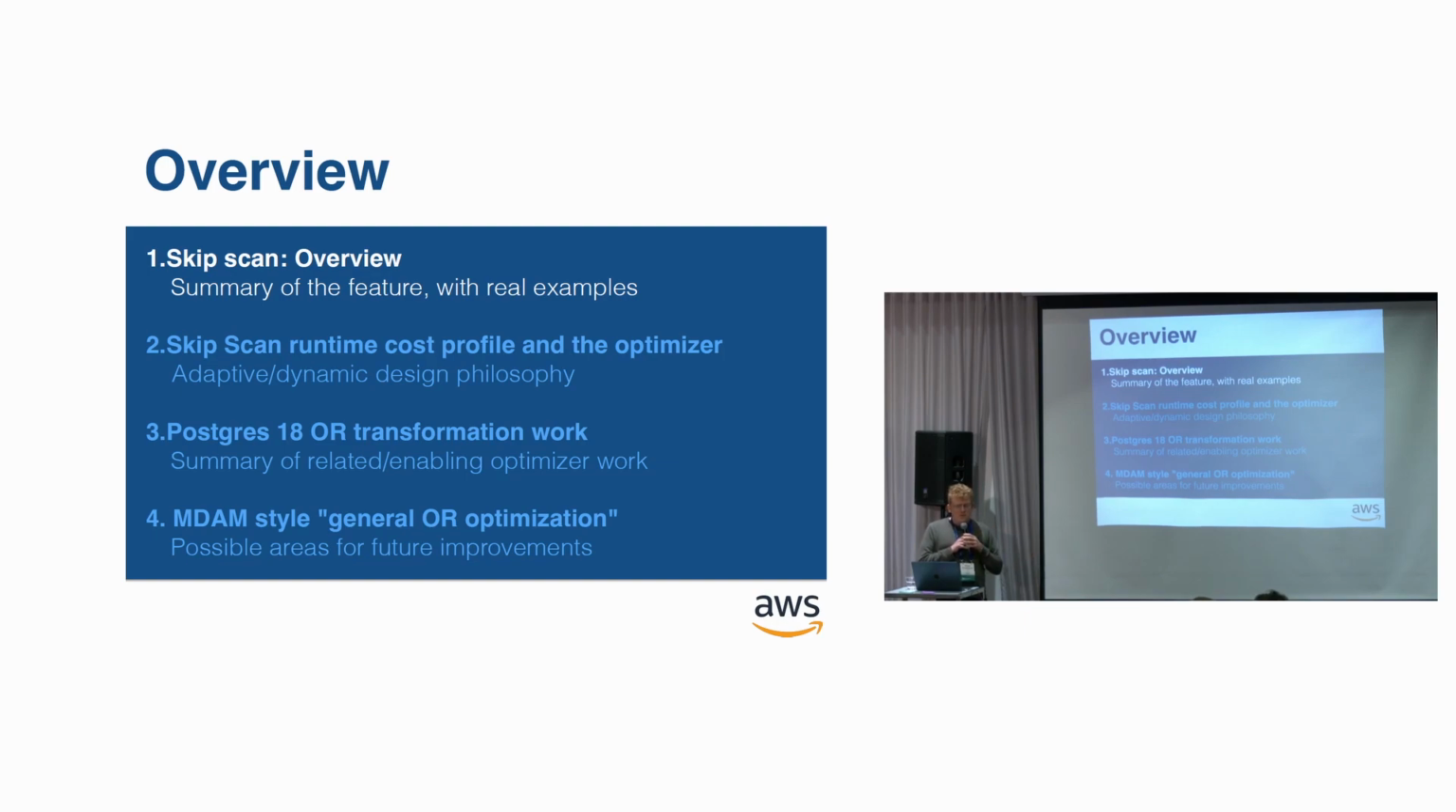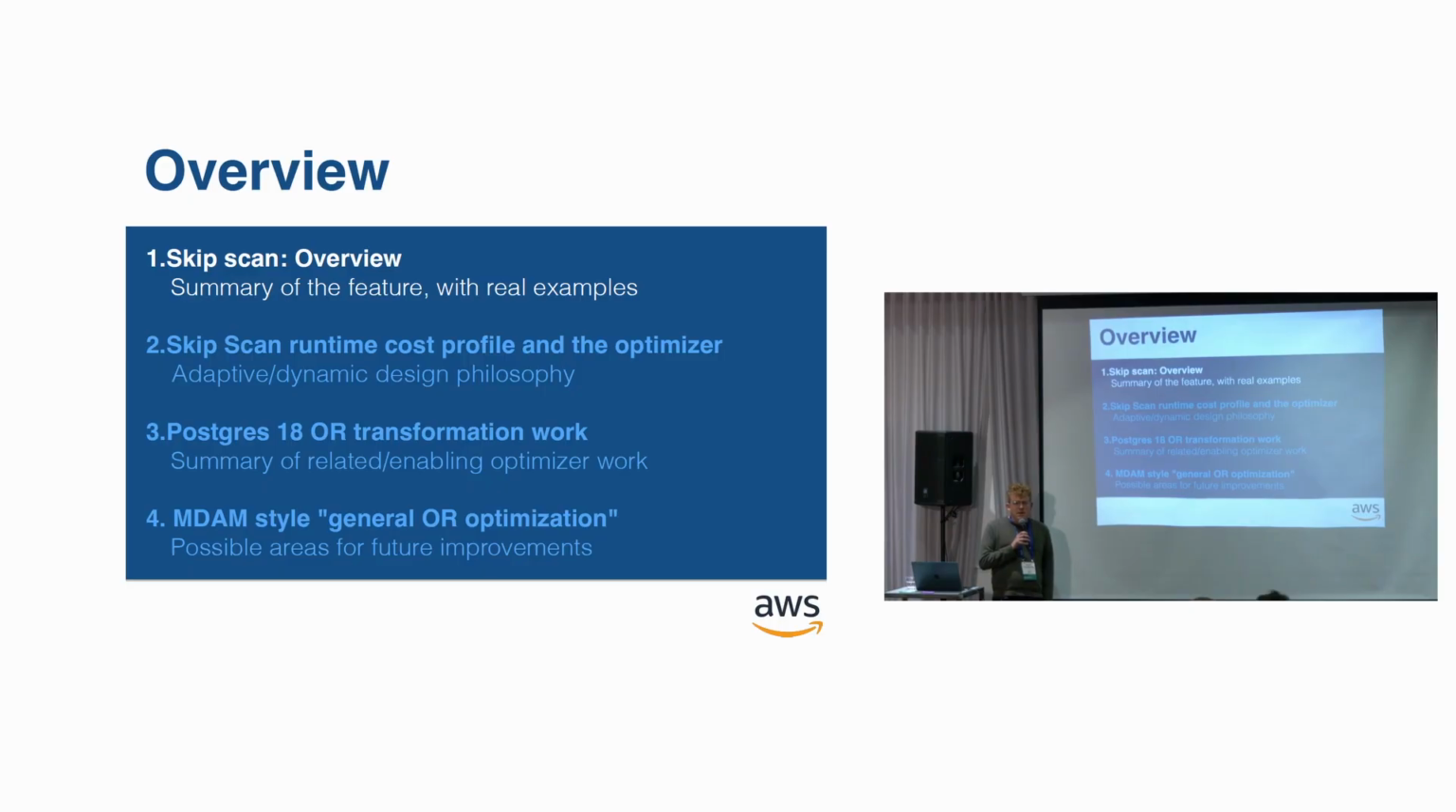Then I'll talk about work also in Postgres 18 from another group of contributors. This work in the optimizer is related to the skip scan work in that it makes it more useful in more scenarios, particularly those involving ORs.